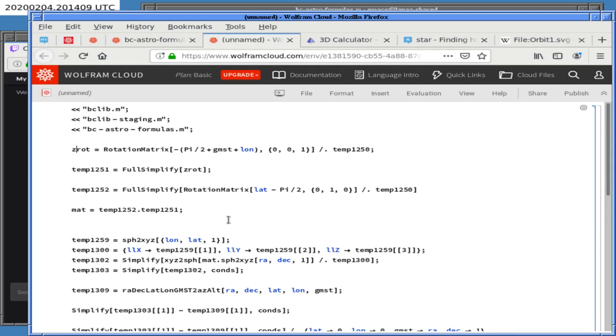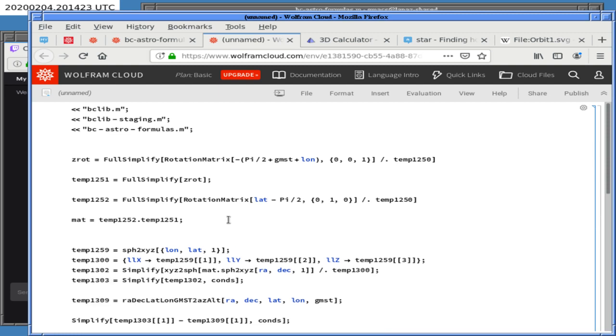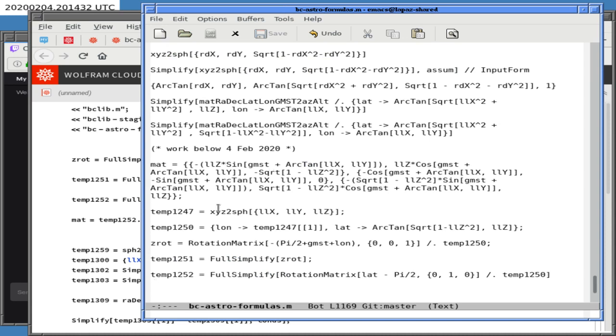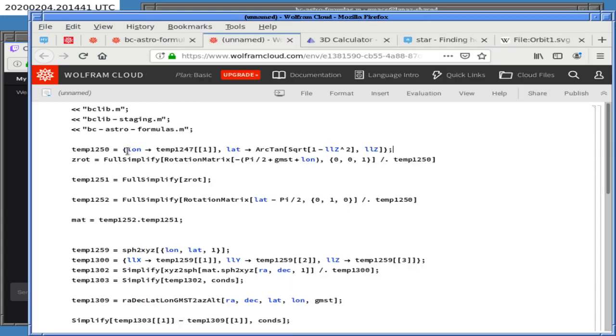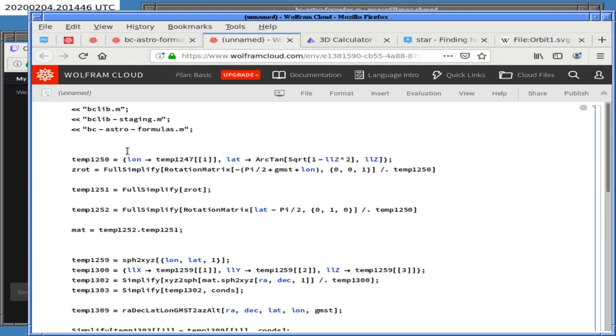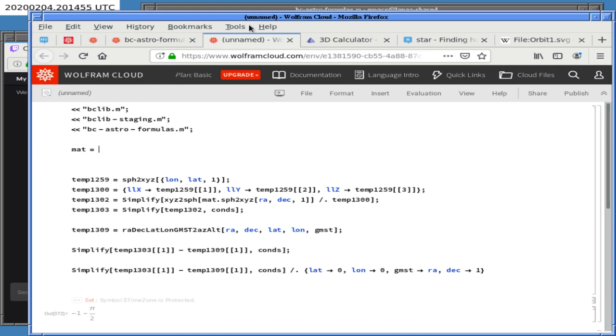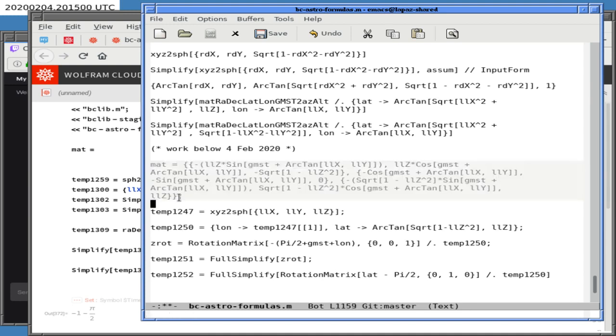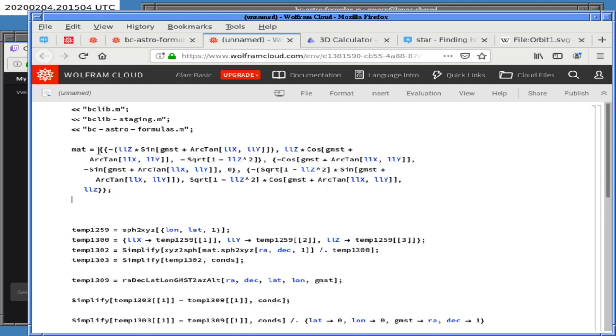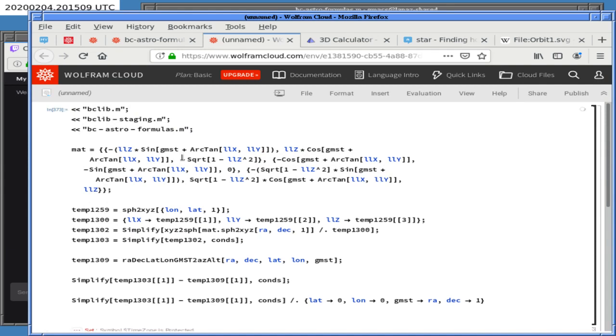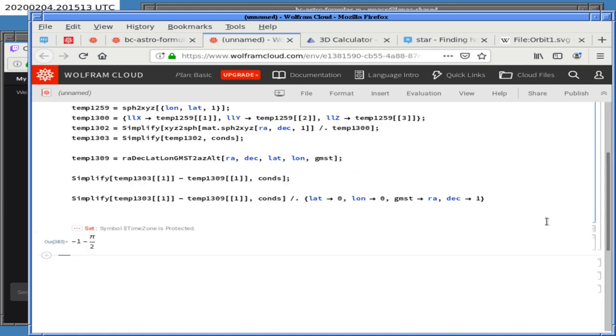So z rot equals full simplify. Yeah, this is probably like critical to actually having computed all this stuff. I am a moron. Okay, so now, and this depends on temp 1247. You know, it might be easier actually to just copy the matrix from its hard-coded form. To be honest, I think that was not the problem. I get the feeling that somehow Mathematica knew what these values were. Okay, so let's try this, but with the expectation we will fail again. And we did. Okay, so the matrix was not the problem.